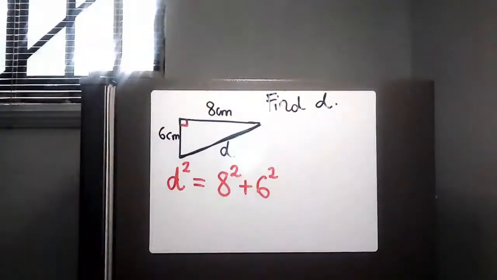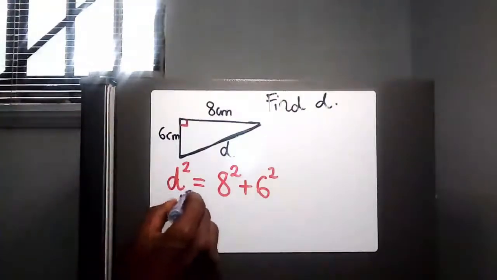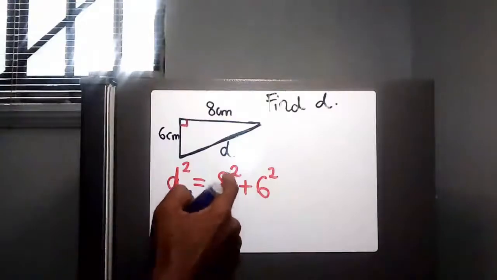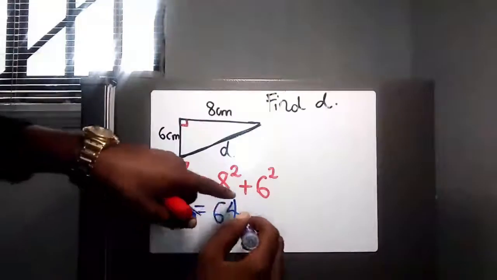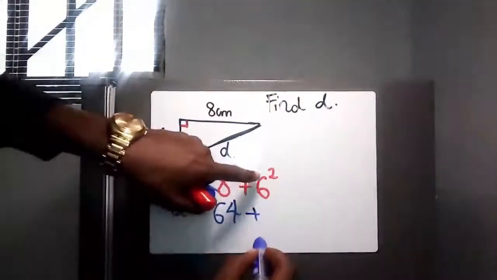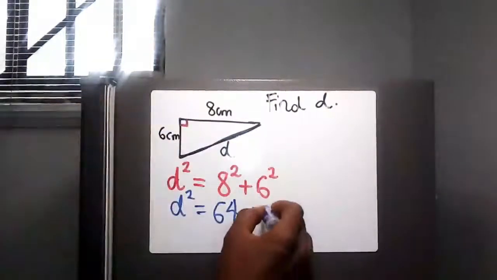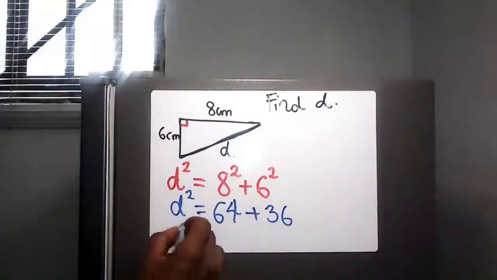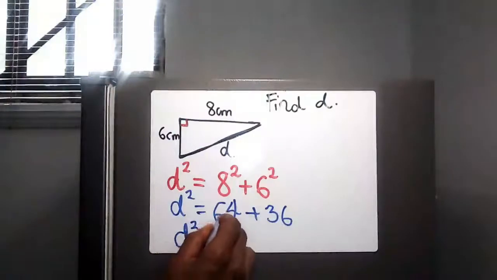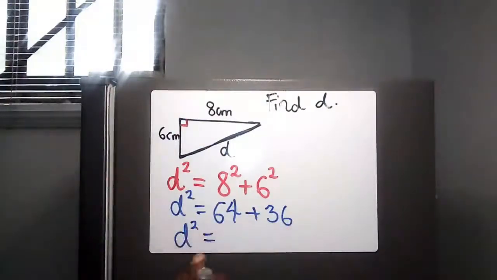So here again, Mr. Pythagoras said the square of the hypotenuse. Where is the hypotenuse? The slant side. But mind you, this is a right angle triangle. So this is d squared, because it's the hypotenuse, equals 8 squared plus 6 squared. Beautiful. So the next thing is d squared equals 8 squared means 8 times 8, which is 64, plus 6 squared is 6 times 6, which is 36. So d squared equals 64 plus 36, which is 100.